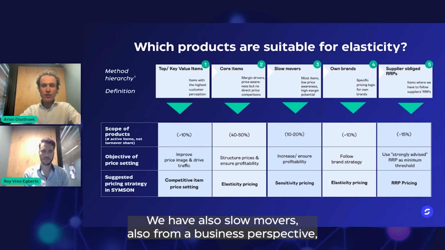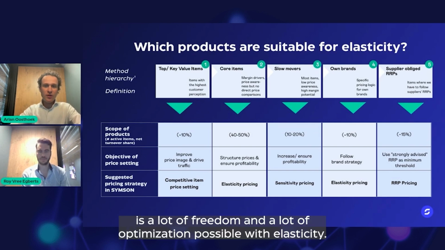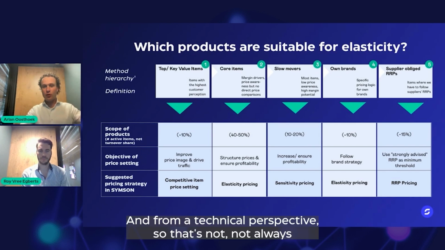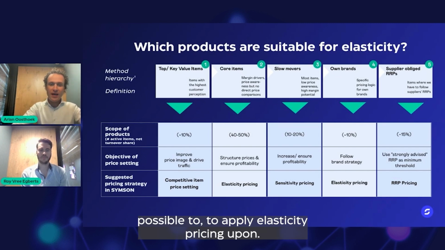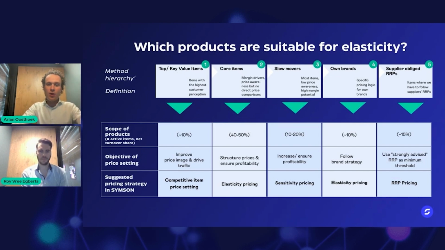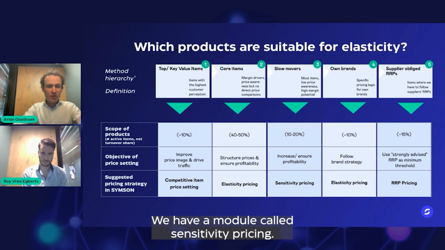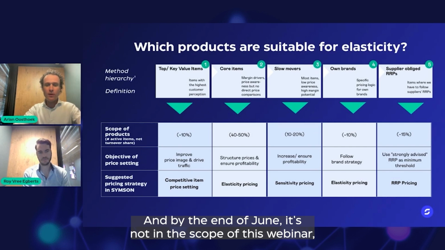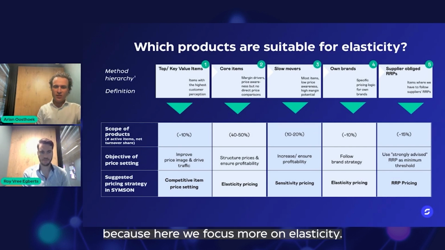We have also slow movers. For slow movers, also from a business perspective, there is a lot of freedom and a lot of optimization possible with elasticity. However, we see that the data quantity there is a kind of restriction from a technical perspective. So it's not always possible to apply elasticity pricing there. We have a module called sensitivity pricing, but this is something we would like to discuss in the next webinar by the end of June. It's not in the scope of this webinar because here we focus more on elasticity.